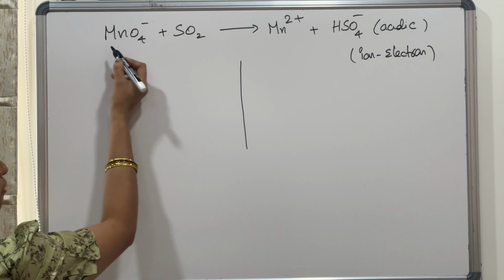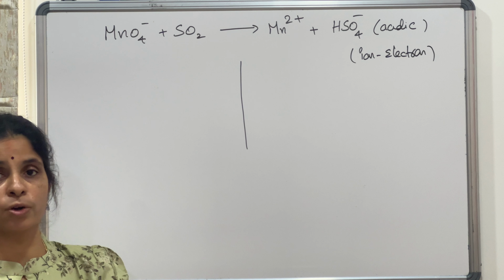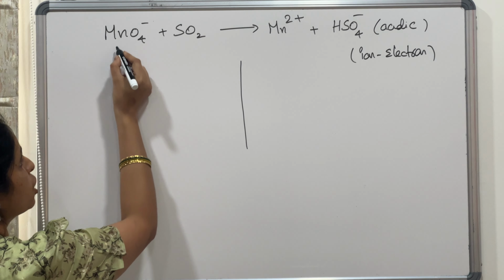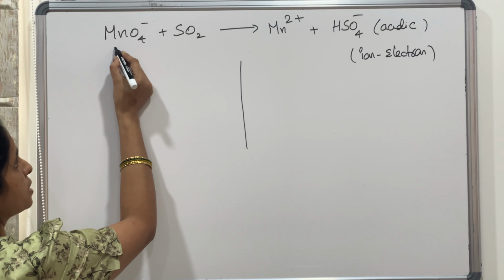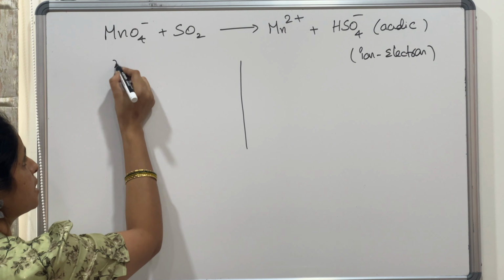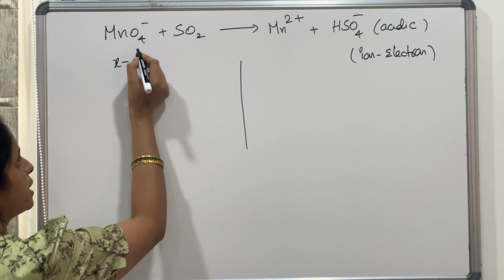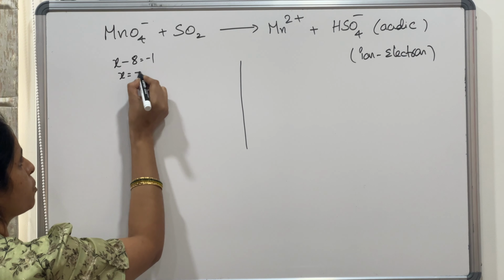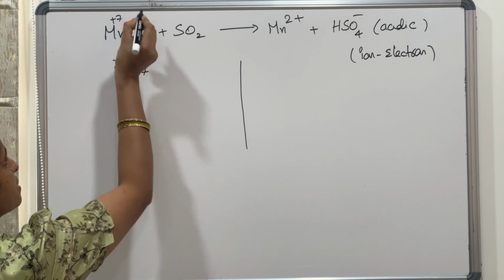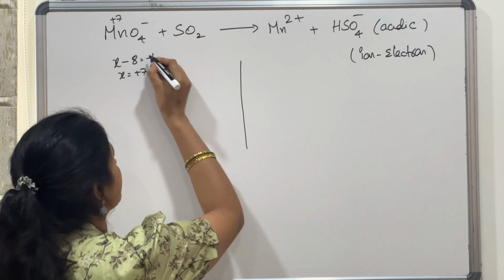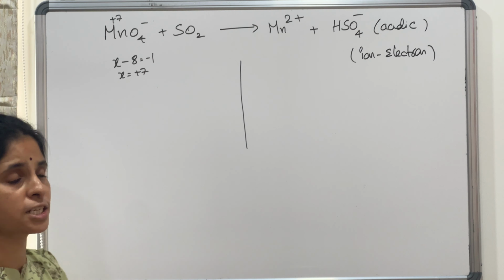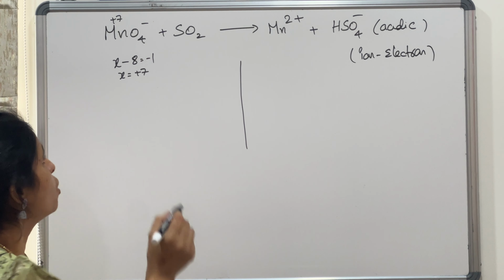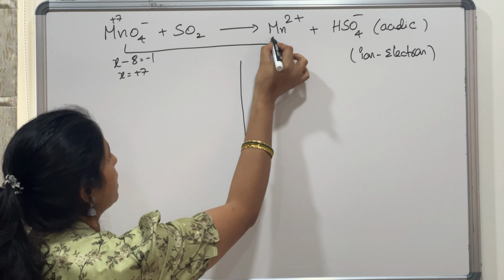To predict which one is undergoing oxidation or reduction, we have to calculate the oxidation state. Here, X minus oxygen, minus 2 times 4 means minus 8, is equal to minus 1. So X is equal to plus 7. So Mn is in the plus 7 oxidation state. And here it is directly given to you: it is the plus 2 oxidation state. So there is a decrease in oxidation number from plus 7 to plus 2. So this is undergoing reduction.